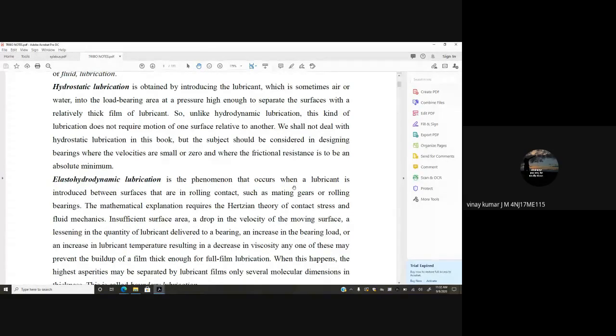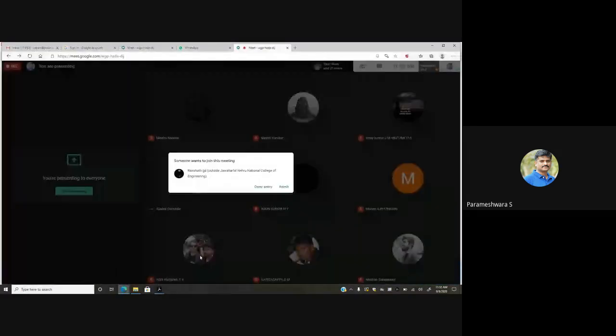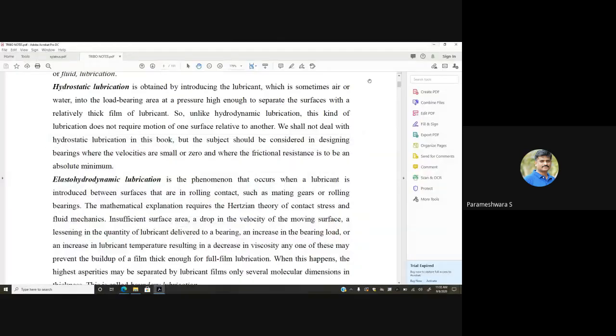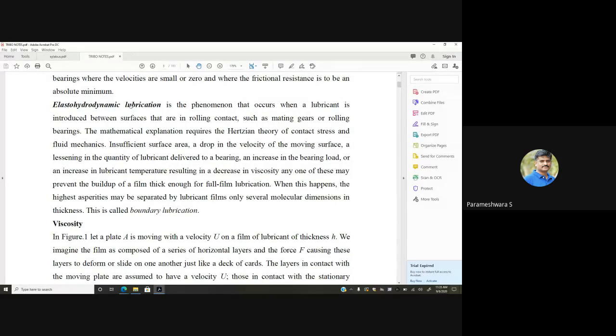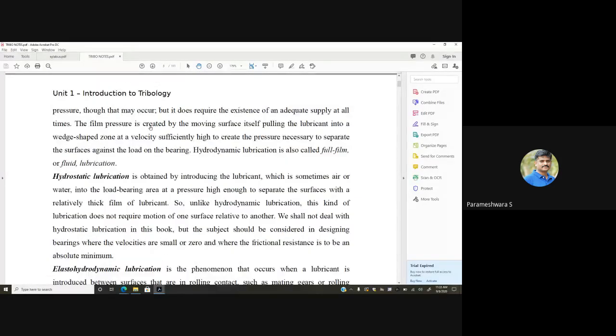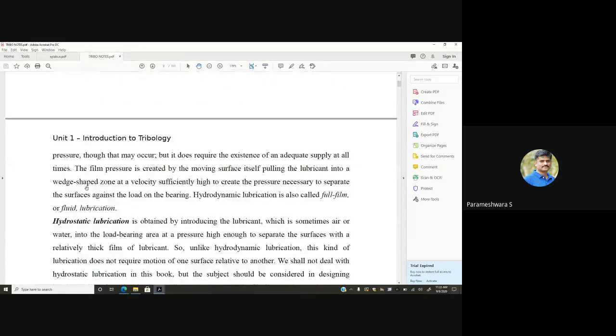Elastohydrodynamic lubrication is the phenomenon that occurs when a lubricant is introduced between surfaces that are in rolling contact. It is used in rolling bearings, and the mathematical explanation requires Hertzian theory of contact stress and fluid mechanics. You need not focus much on this. Our study is restricted only to hydrodynamic lubrication and hydrostatic lubrication.